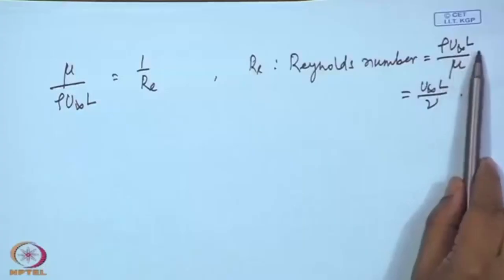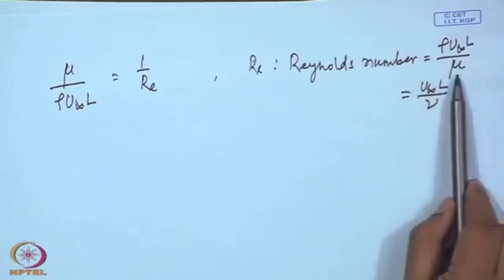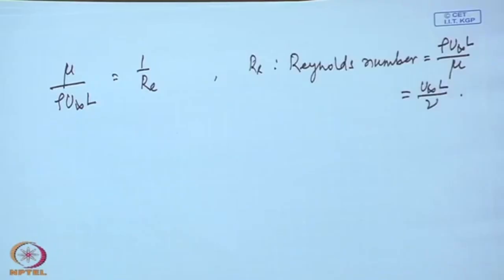So, u infinity and L are large, rho is small, but mu is of the order of 10 to the power minus 5. As a result, Reynolds numbers for practical aerodynamical problems are of the order of 10 to the power 7, 10 to the power 8 and so on, which is extremely large, and inverse of it is practically 0. So, in most of aerodynamics perhaps we can neglect the viscous term.